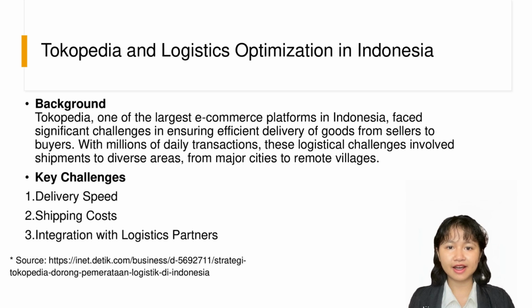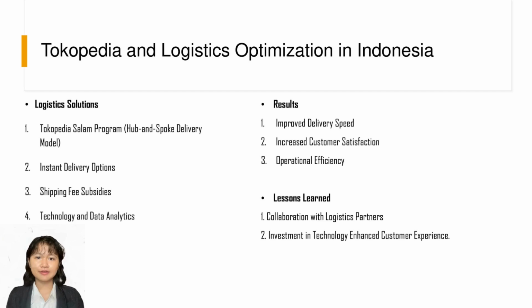Competitors like Shopee and Lazada offered fast delivery options, pushing Tokopedia to enhance its logistics services. 2. Shipping costs. Indonesia, being an archipelago, has high inter-island shipping costs. Sellers and buyers frequently complained about expensive shipping fees. 3. Integration with logistics partners. Tokopedia collaborated with multiple logistics providers, for example, JNE, Sicepat, GoSend, but integrating data and services across partners proved to be a significant hurdle.